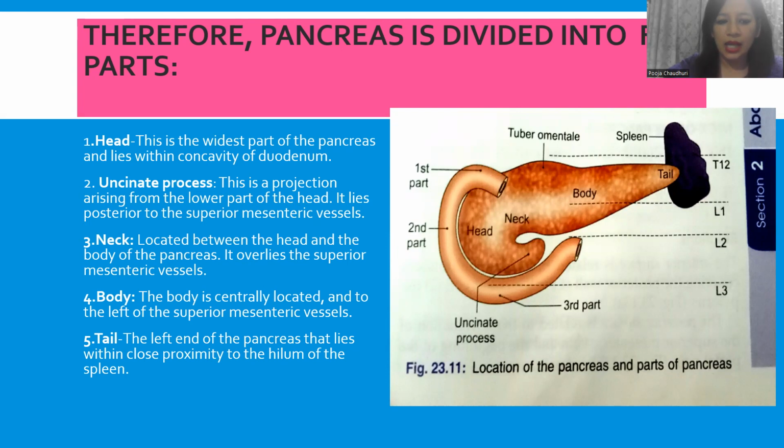The neck is located between the head and the body of the pancreas, and it overlies the superior mesenteric vessels. After the neck, we have the body, which is centrally located and to the left of the superior mesenteric vessels. Then the tail, which lies in close proximity to the hilum of the spleen. We can also see the tuber omentale just over the body of the pancreas.